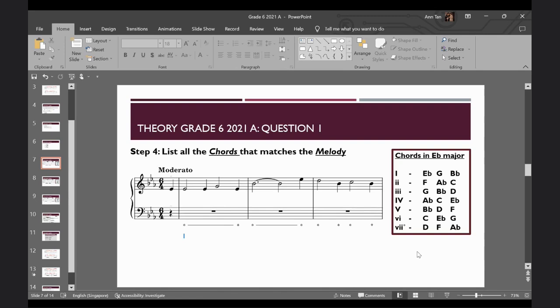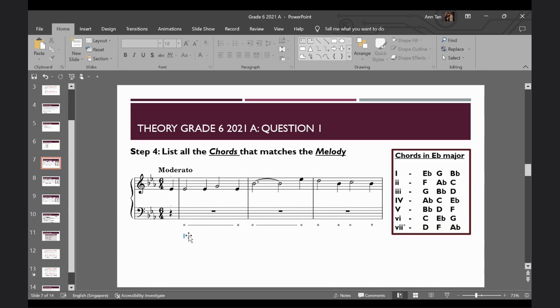Alright, now that we have listed all the chords in E flat major, let's go back to the question and list down all the chords that match the melody. So you can have your working at the side. And over here, the main melody, we have this in bar 1, E flat and G. And you can see that there's a horizontal dash over here, which means that the chord will last till the end of G before it changes to another chord. Or it could be the same chord in different version.